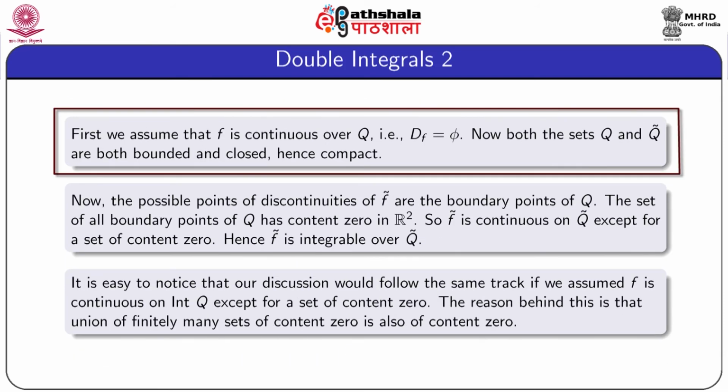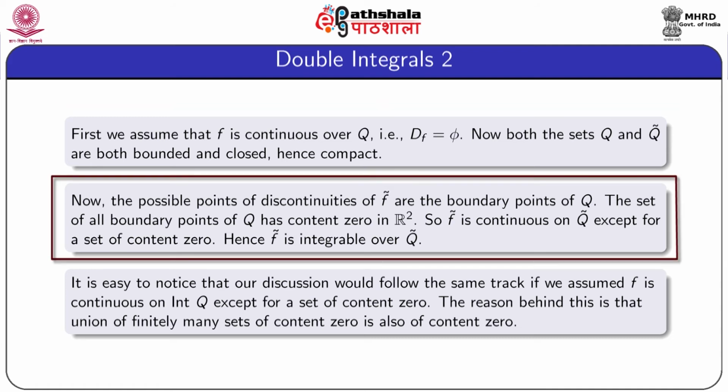First we assume that f is continuous over Q, that is, D(f) is the null set. Now both the sets Q and Q tilde are bounded and closed, hence compact. The possible points of discontinuity of f tilde are the boundary points of Q. The set of all boundary points of Q has content 0 in R2. So f tilde is continuous on Q tilde except for a set of content 0. Hence f tilde is integrable over Q tilde.